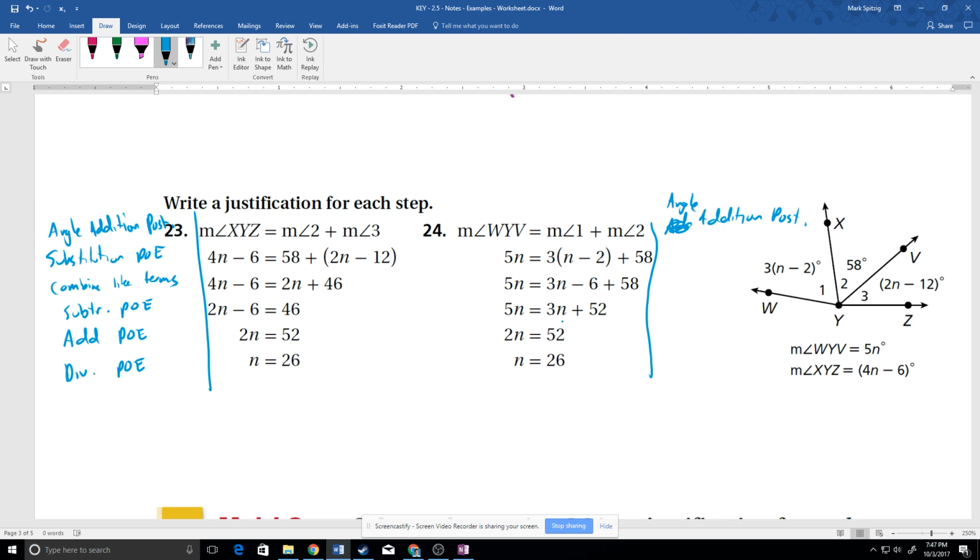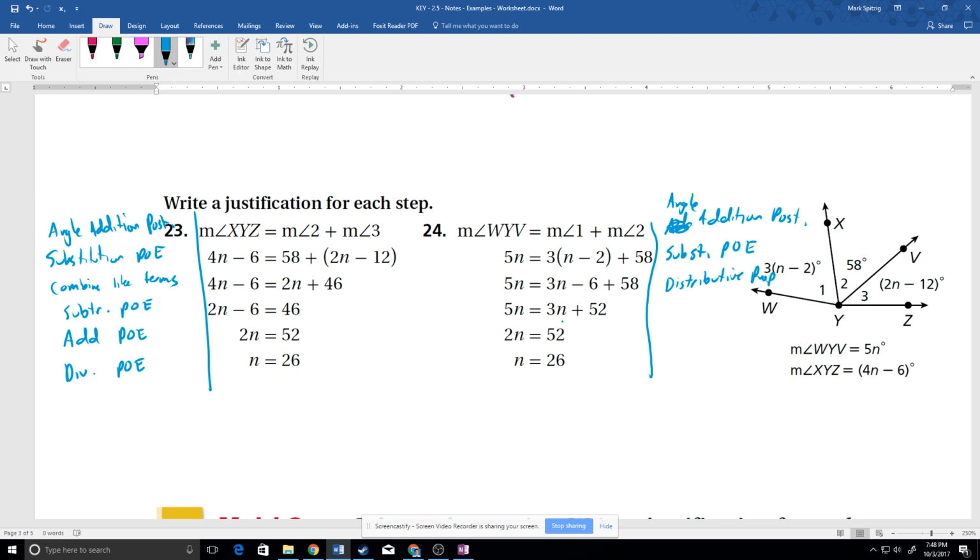All right, and then it looks like we're doing... wait, let's see. Yeah, we're doing the same thing. I think it's 3n minus 2. So it's the same thing. We're just inserting or substituting. So substitution property of equality, followed up with, in this case, we're actually just distributing. So this is the distributive property, a property that we've seen and used before.